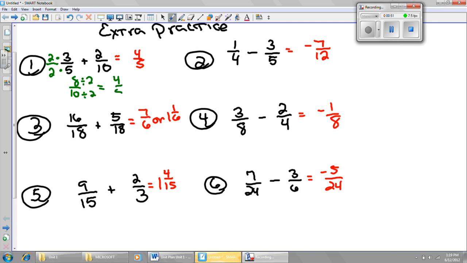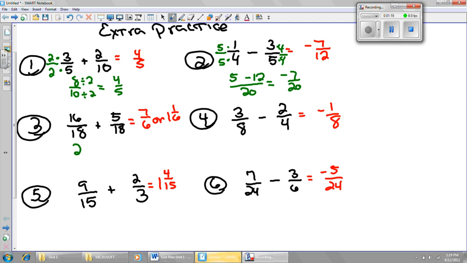and turn it into 4/5. This one here, my LCD is going to be 20. Multiply by 5 over 5 right here, and by 4 over 4 here. That'll give me 5 minus 12, and that whole thing could be over 20, which will equal -7/20.